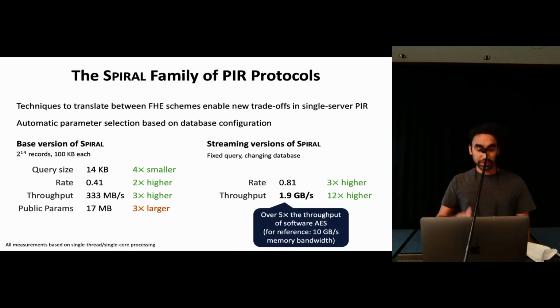And I'll just call out, on this target system, the throughput of running software AES is 5 times slower than this. So we are significantly faster than applying a symmetric primitive. And for reference, the memory bandwidth of the system is 10 gigabytes per second. So we're a decent way of the way there.